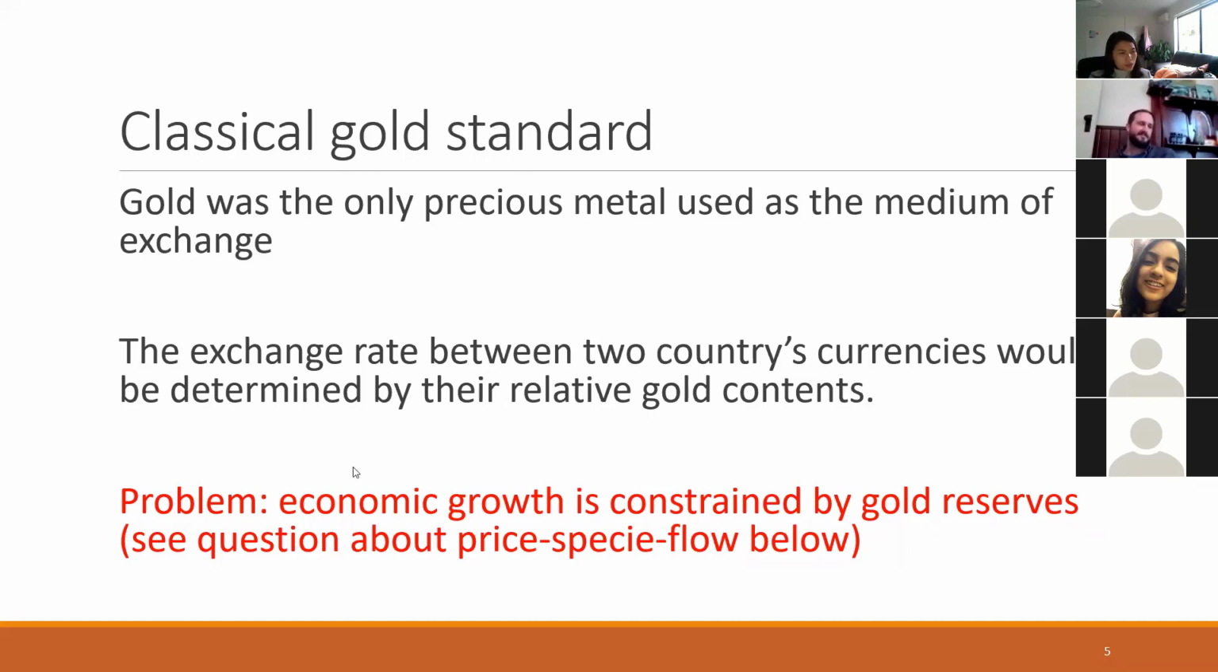So I'll explain this later on in the tutorial question. But under the classical gold standard, it's a bit restrictive for countries as they grow. Okay. So as you can see, during World War I, this is when countries were trying to finance their weapons for the war. This becomes a lot more restrictive. Okay. So the classical gold standard becomes very much less attractive during wartime.